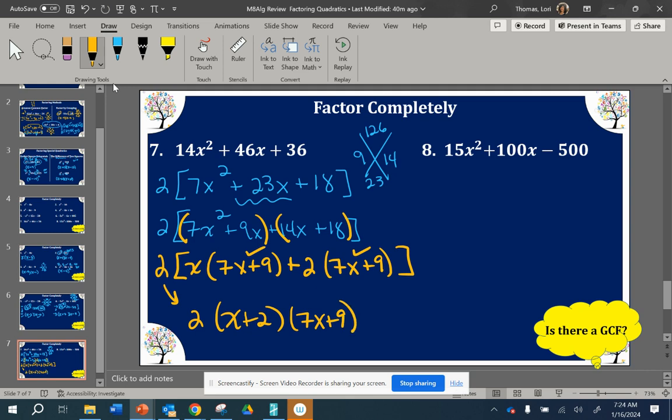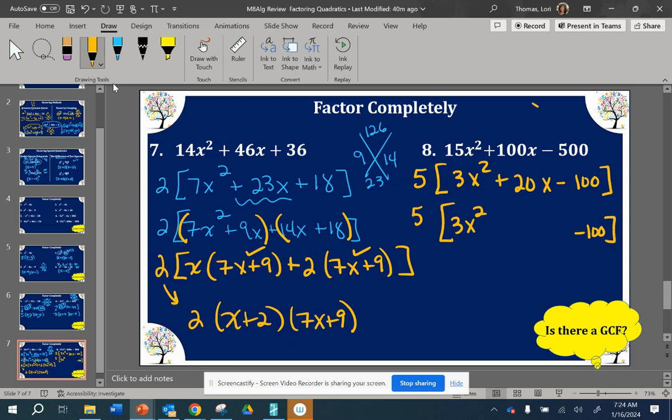On our last one, they're all divisible by 5. So I'm going to factor out a 5. And we're left with 3x squared plus 20x minus 100. Bring down our 5, and we are going to split the 20x. Three times negative 100, negative 300, and we're trying to get 20.